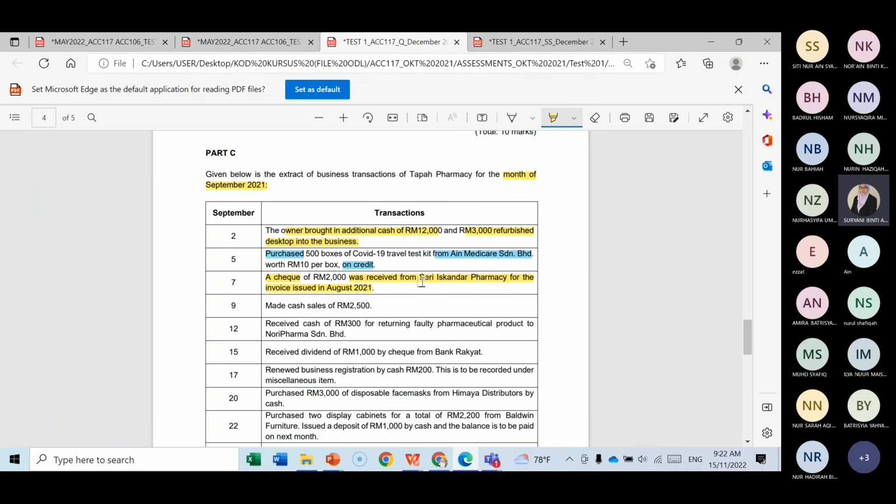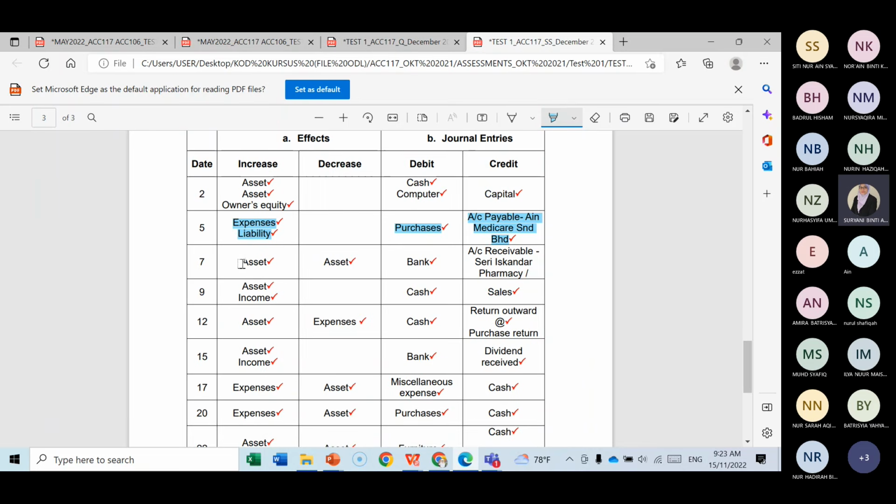So how should we record this, class? There will be increase in what? Asset. And decrease in asset too. Yes, well done. So the asset increase refers to what? Because we get the money, right? So increase in asset, debit the bank account. And decrease the asset because the customer has reduced the debt.